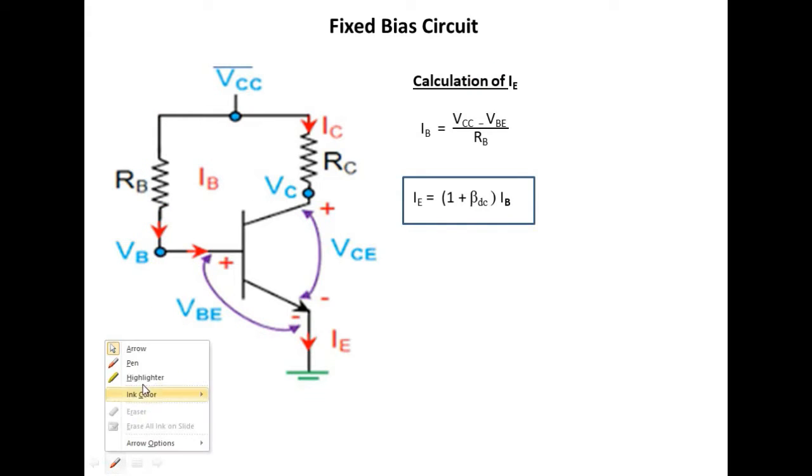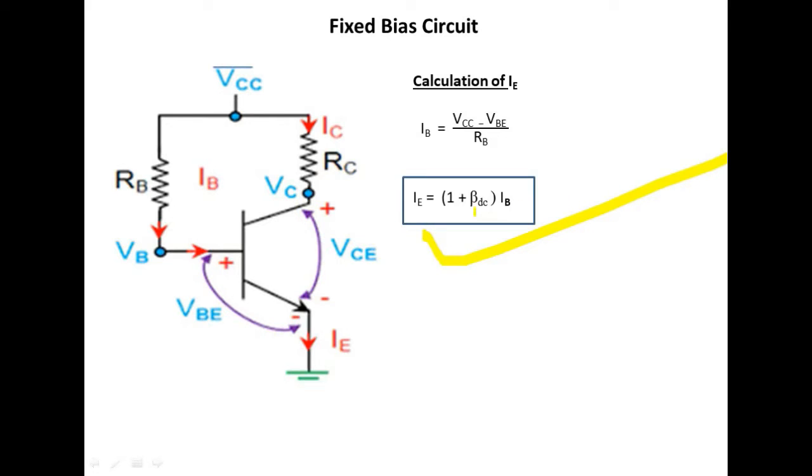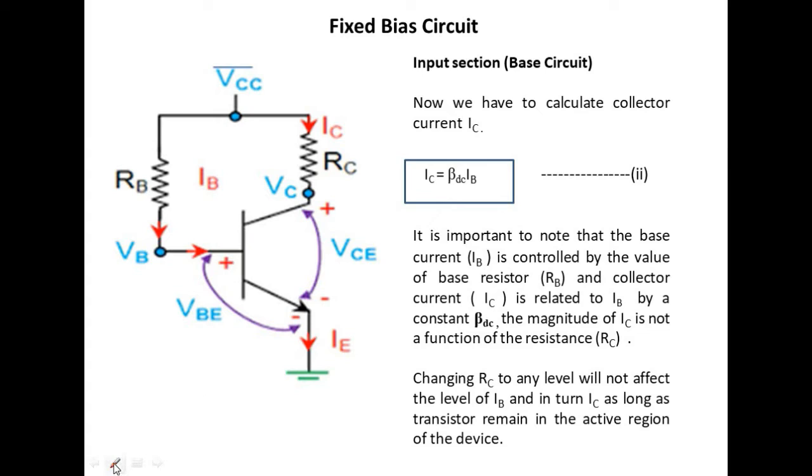Now calculation of IE. We know that IE is equal to 1 plus beta times IB. So once we have calculated IB, with the help of this equation we can calculate IE. Now we have to calculate collector current IC, but we know that IC equals beta DC into IB in case of common emitter configuration.